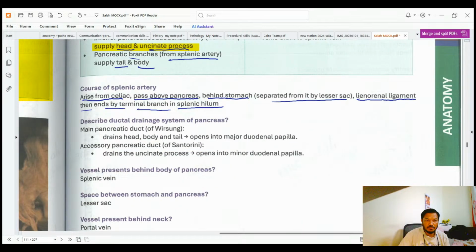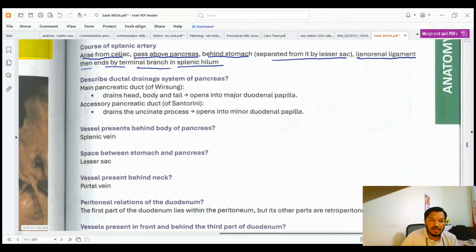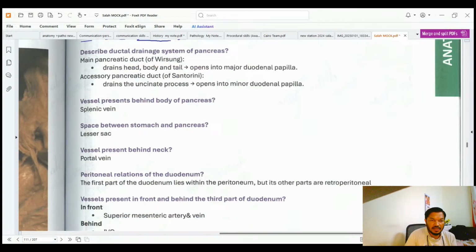Vessels present behind the body of the pancreas: the splenic vein is behind the body, and behind the neck is the portal vein. Between the stomach and pancreas is the lesser sac.